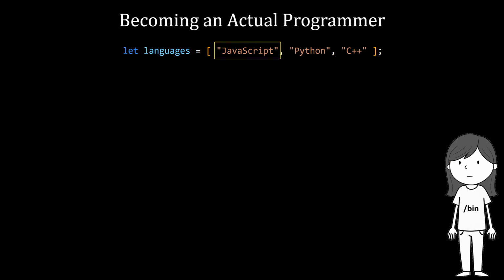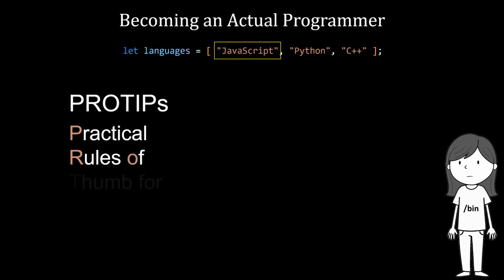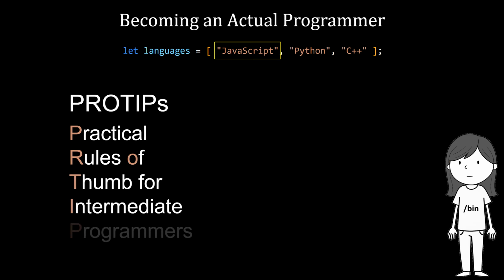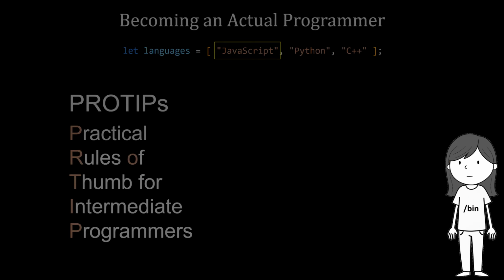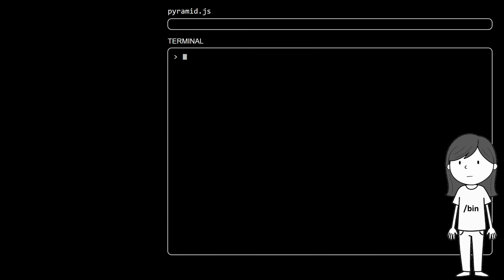Along the way, we'll build up a set of mini patterns I call pro tips, which are principles or rules of thumb that can be used in solving a wide variety of problems in any programming language. Let's start with a program that inputs a number and prints a pyramid of stars.